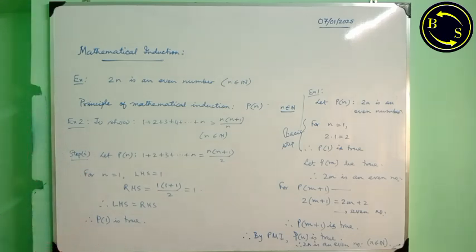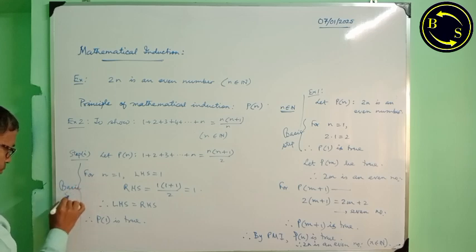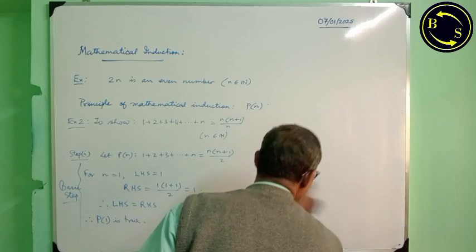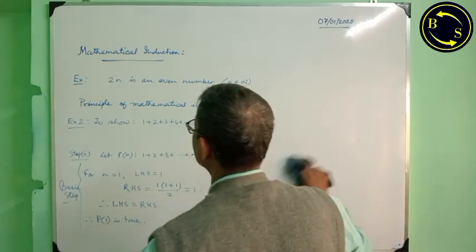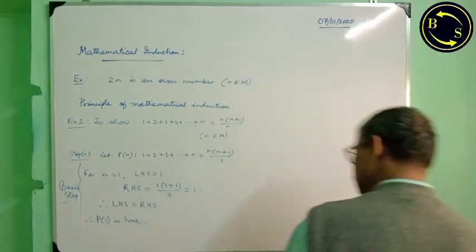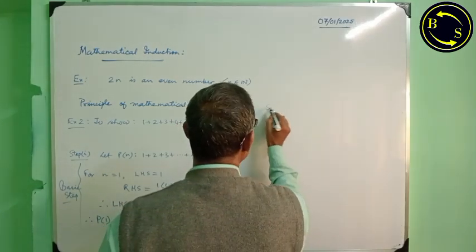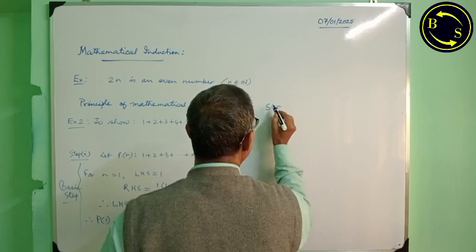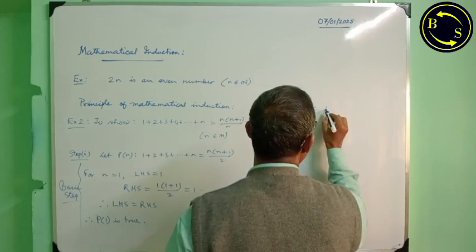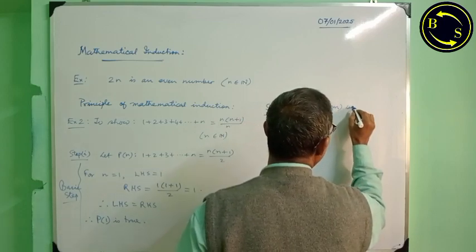We call this, as I have already mentioned, the basic step. Now, the inductive step. Write out this one. This is step 2. Let Pm be true.